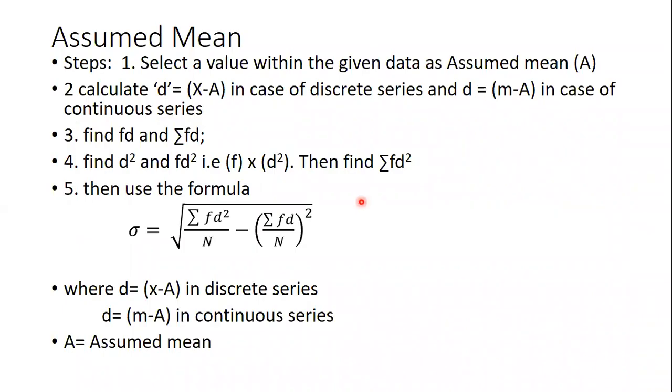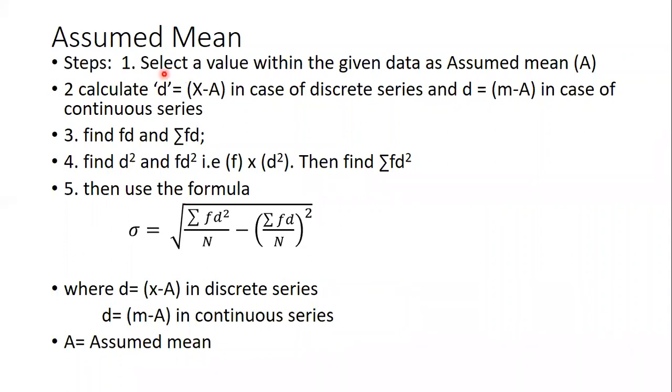Okay, so let's see what are the steps under assumed mean method. Select the value within the given data as assumed mean. So here we are not calculating the mean using the formula. We are just going to select one of the data as assumed mean. Then after that, here we are dealing with discrete series and continuous series. Please remember that. Then after that, we are going to calculate the deviations.